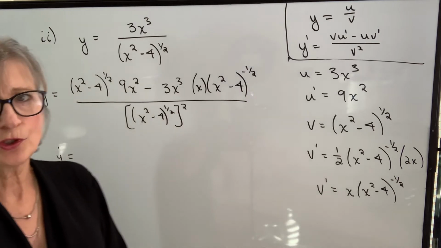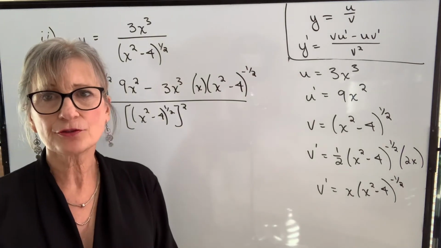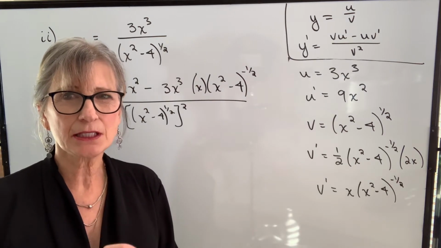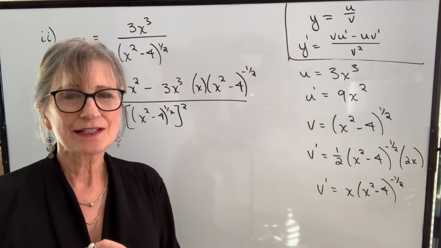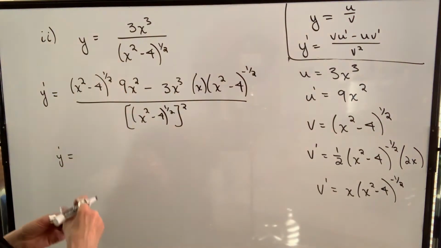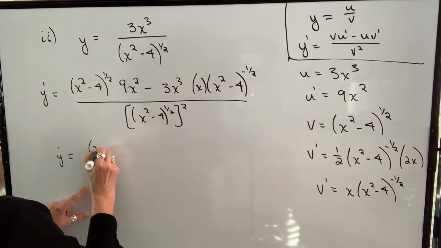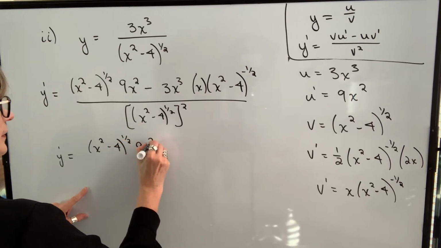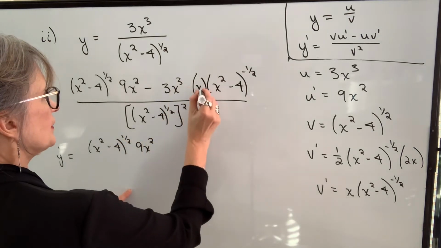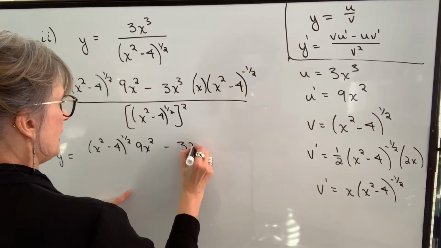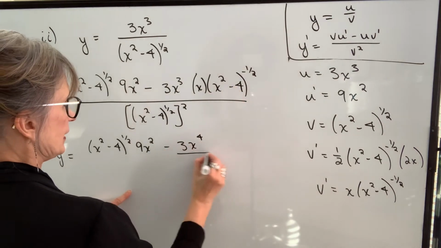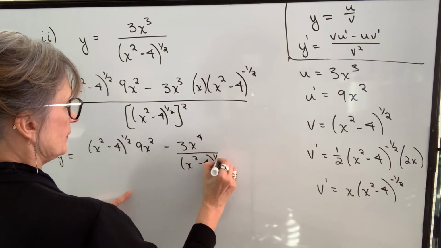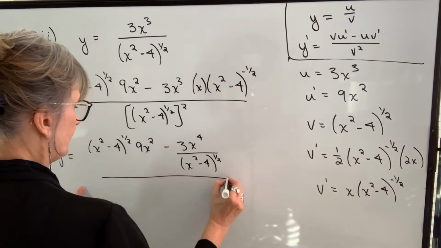And instead of showing you both methods, the way you can do it by factoring or fractions, I'm just going to stick with fractions because I think that most people will have less difficulty with that method. So I've got x squared minus 4 to the 1/2 times 9x squared. 3x cubed times x will be 3x to the 4th. And then I'm going to write this in the denominator of that term, so it will have a positive exponent.